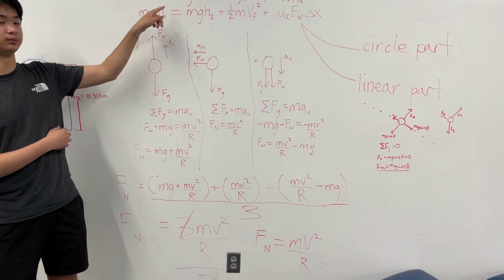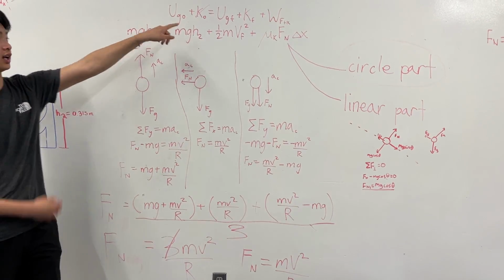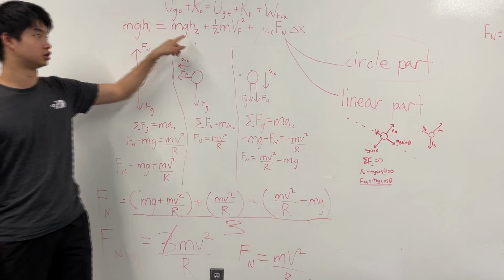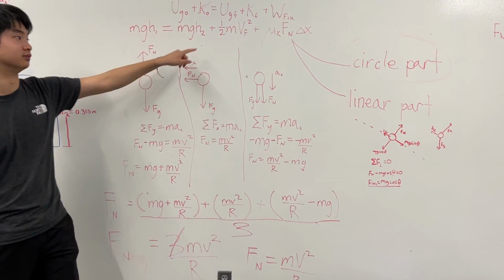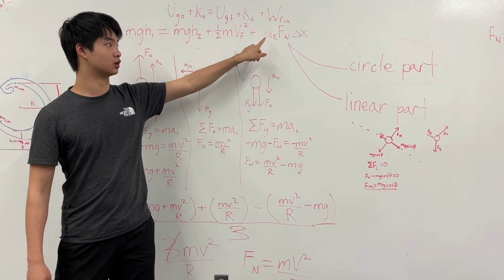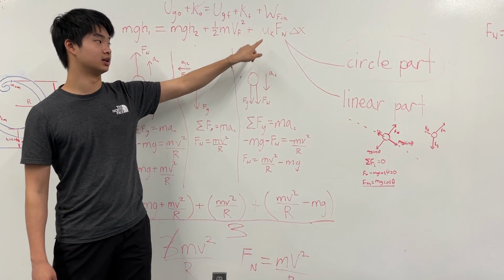After simplifying all the potential energies and kinetic energies, we get mgh1, which is the height at the beginning of the track, mgh2, which is the height at the end of the track, and vf, which is the speed at the end of the track. And we also converted work of friction to mu sub k, Fn, and delta x.